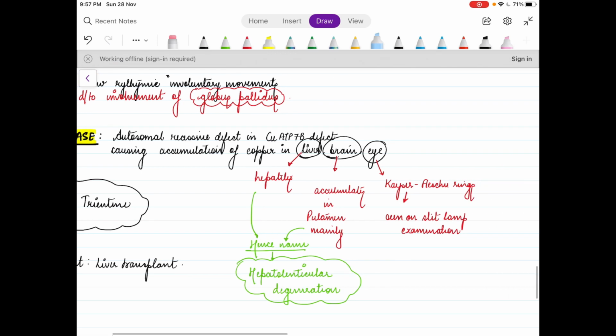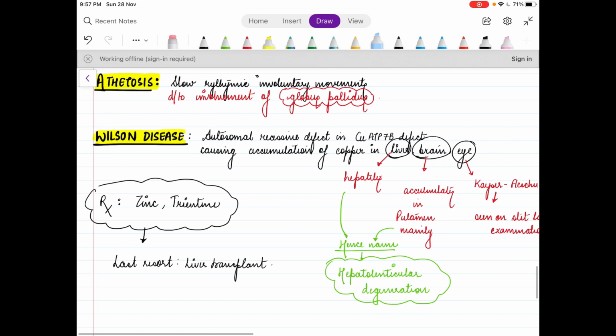In the eye it can be seen as Kayser-Fleischer rings deposited on the cornea, which can be seen clearly on slit lamp examination of the eye. The treatment of Wilson disease can be done with zinc and trientine, but the last resort for Wilson disease is liver transplantation. That was it for today.